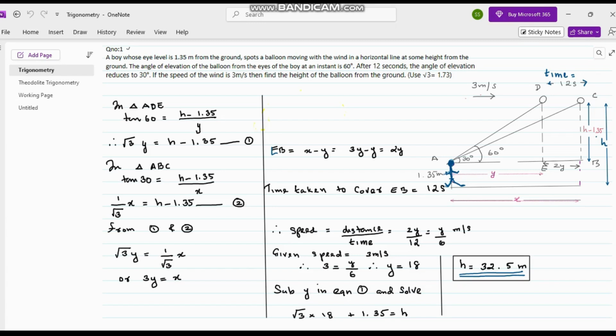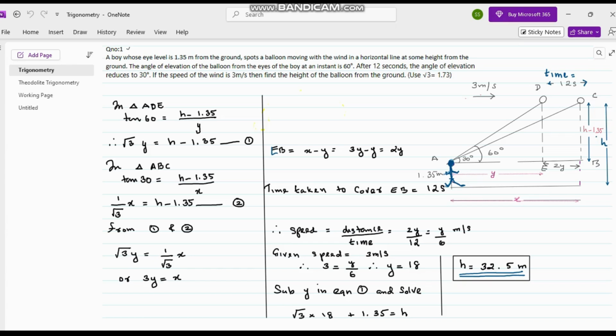Now we are considering triangle ABC. It's also right angled at B. Here we are applying the trigonometric ratio tan 30. Tan 30 is h minus 1.35 by x. Here the opposite side is again BC, which is h minus 1.35, and we are assuming the distance from A to B as x. So we get tan 30 is equal to h minus 1.35 by x. The value of tan 30 is 1 by root 3. On cross multiplication, you will get 1 by root 3 x is equal to h minus 1.35. So this is equation number 2.